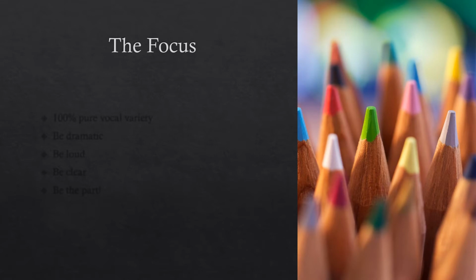Let's look at the focus of this project that we are about to deliver. One of the key components is that you're going to be using 100% pure vocal variety. This is not your run-of-the-mill speech where you're getting up and delivering information. You are putting your acting pants on, so to say, and you are getting into character. This is something that's a little bit out of the norm for a public speaking class, but we do this to get you to speak in different ways and change the way that you deliver.